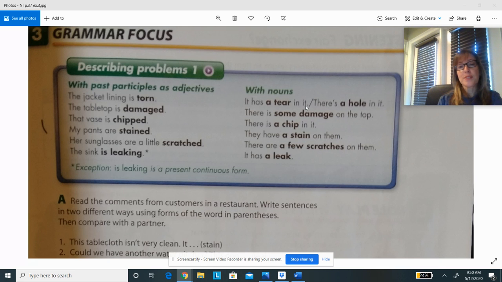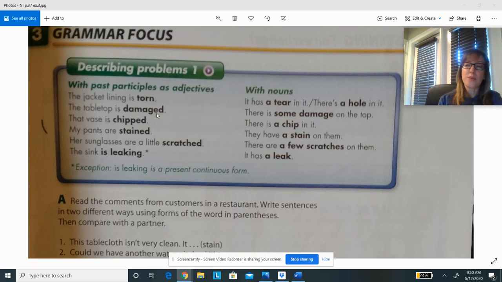Or if, for example, there was no word that was similar to the verb or the same as the verb, another word similar to tear is hole. There's a hole in it. Notice here we have there is. You can also use there is or there are if the noun is plural.